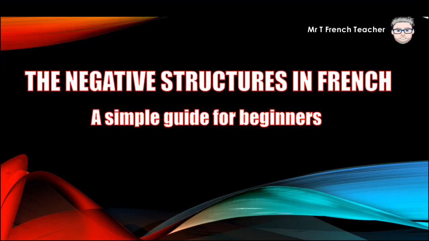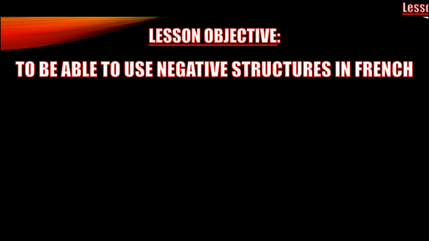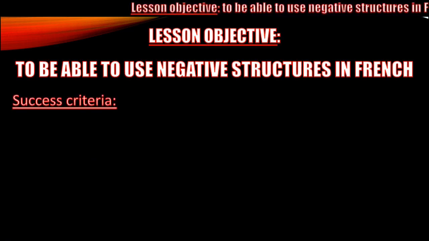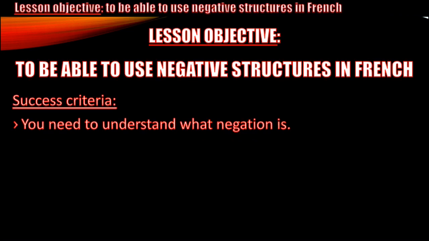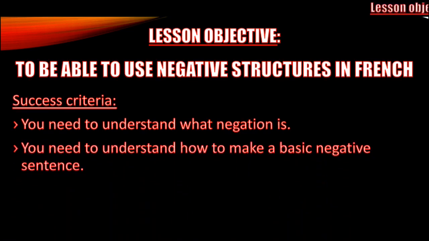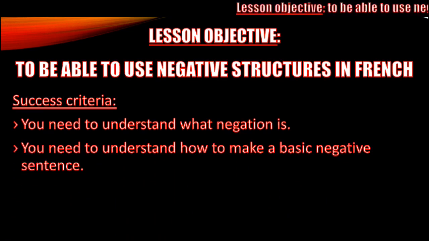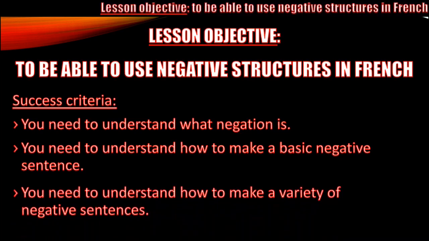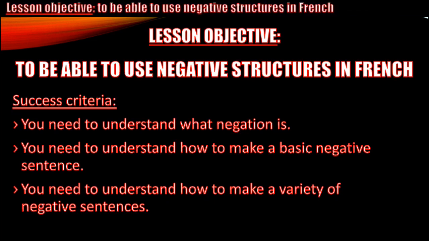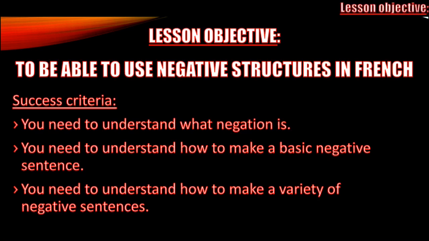Today's lesson will be a short one, a simple one on negative structures in French, and we'll try and keep it as a simple guide even for beginners. So the objective is to understand how to use negative structures in French, so we'll be looking first at understanding very simply what negation is, then we'll understand how to make a basic negative sentence, and finally we'll look at making a variety of negative sentences.